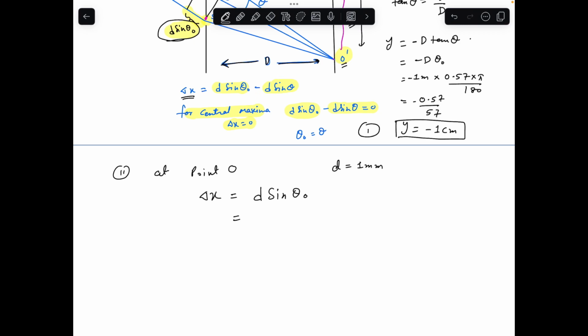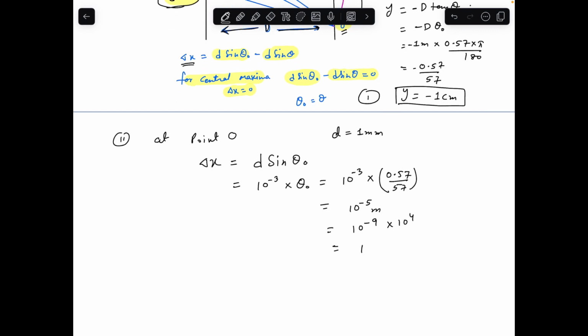So path difference is d sine theta naught, which is equal to, d is given as 1 millimeter, so that is 10 to the power minus 3 into sine theta naught, which can be written as theta naught, that is 10 to the power minus 3 into 0.57 divided by 57, because I have to convert this into radian as previously I have converted. So I will get 10 to the power minus 5 meter. So can I write 10 to the power minus 9 into 10 to the power 4? So I will get 10 to the power 4 nanometer, this path difference delta x.